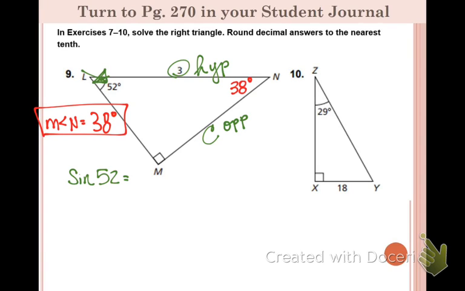Okay, so sine of 52 equals my opposite, which is C, over my hypotenuse, which is 3. To solve for C, you multiply times 3. So 3 sine of 52. Again, if you type it in your calculator, a letter next to a number, it knows it's multiplication. 2.4.